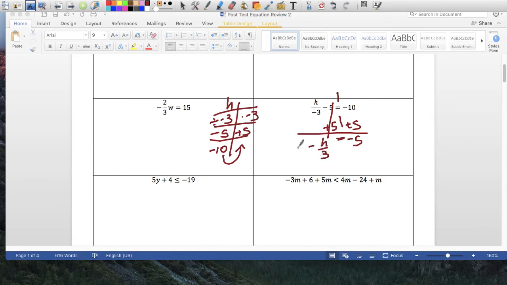I'll multiply both sides by negative 3 now. Multiply by negative 3, multiply by negative 3. This 3 and this 3 will simplify to 1, and a negative times a negative is a positive, where I get positive h. And a negative times a negative over here, I get positive 15.